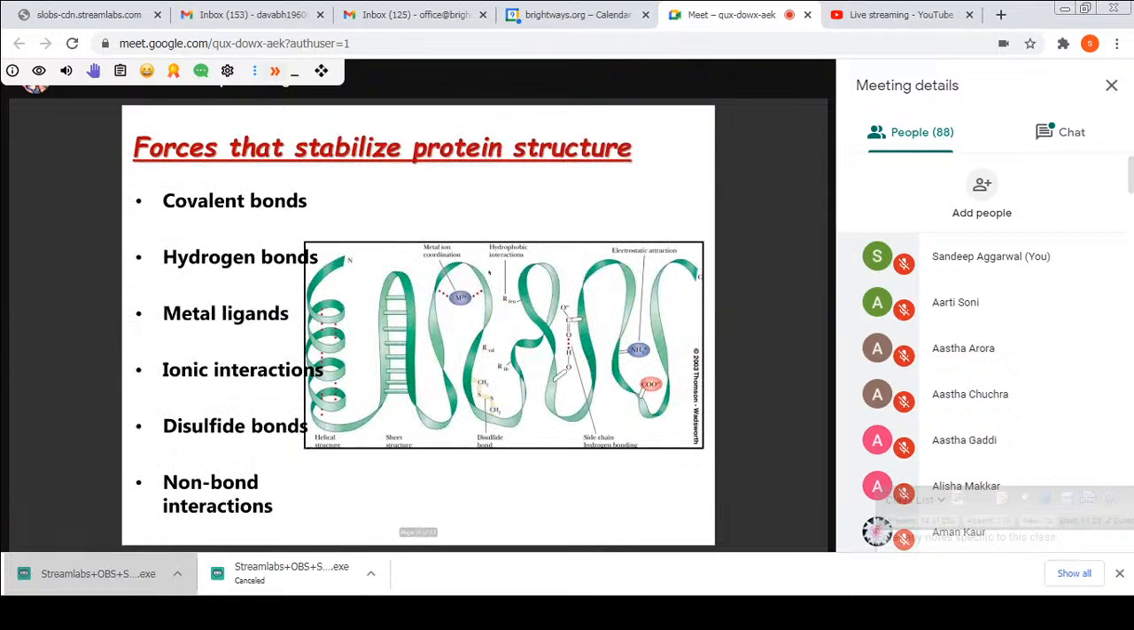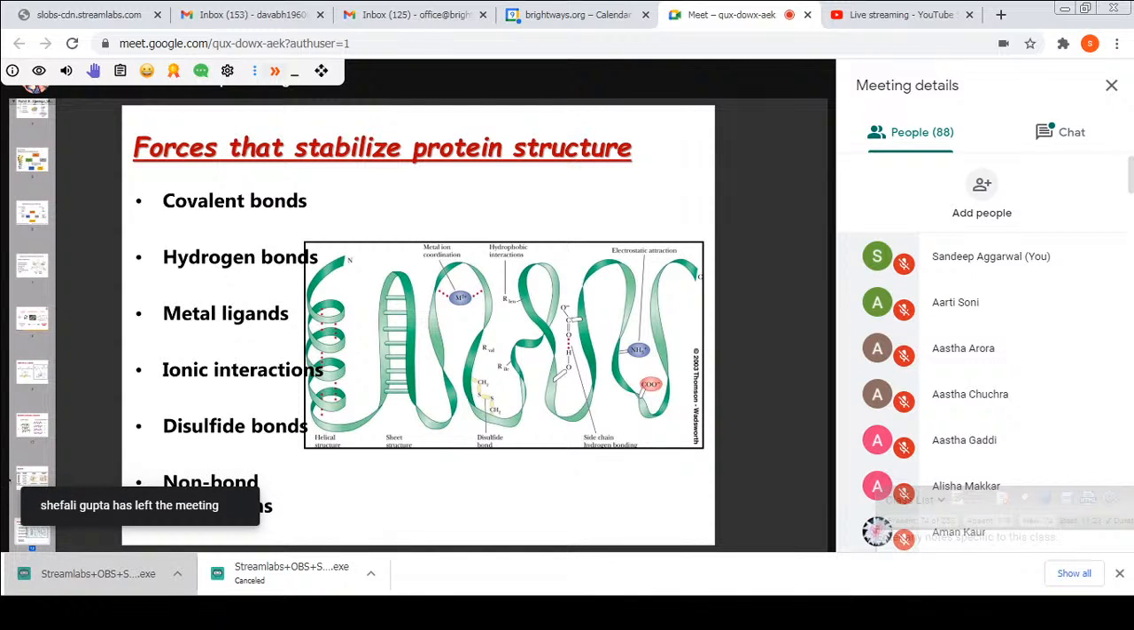Okay. So what are the forces that stabilize the protein? As a chemistry student, it is very important to understand how these proteins are stabilized. Proteins have covalent bonds, as we have discussed, they form amide bonds. Apart from covalent bonds, there are hydrogen bonds between different units. They also tend to stabilize the protein structure. Then there might be some metal ligands. For example, zinc is very well known, which combines and forms a very good complex with histidine in the protein. And then there are ionic interactions, disulfide bonds, and non-bonded interactions. These are the interactions which stabilize the protein and help the protein to do its biological function.